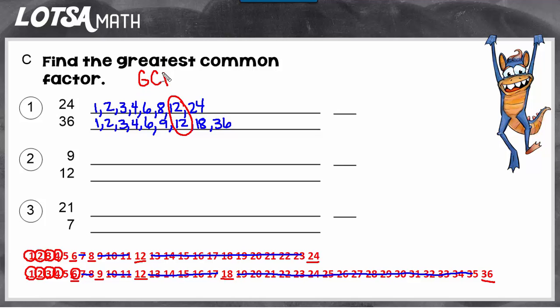Sometimes people call it GCF for greatest common factor. So you're going to write the greatest common factor on the line.